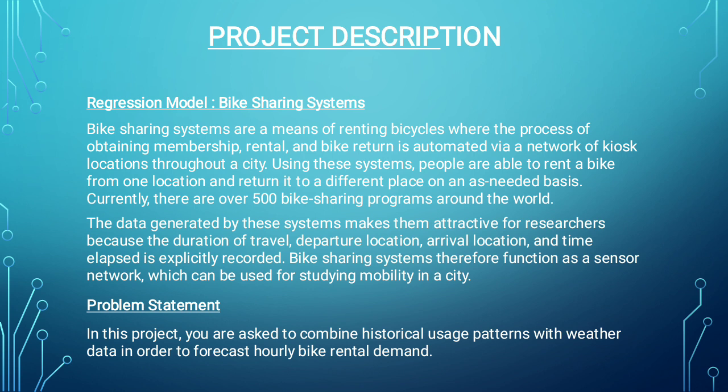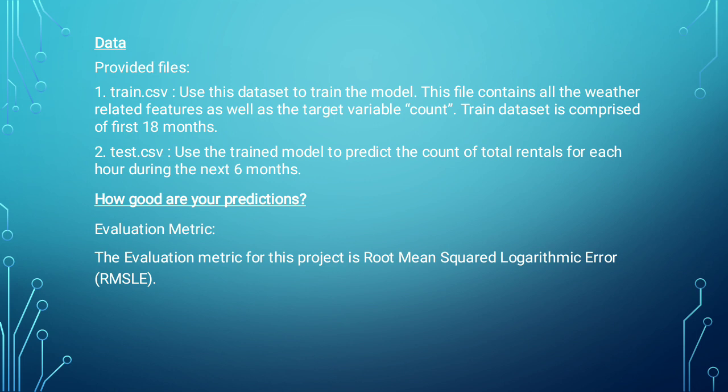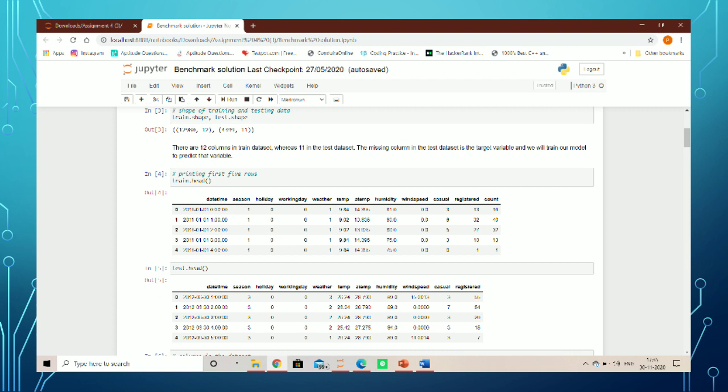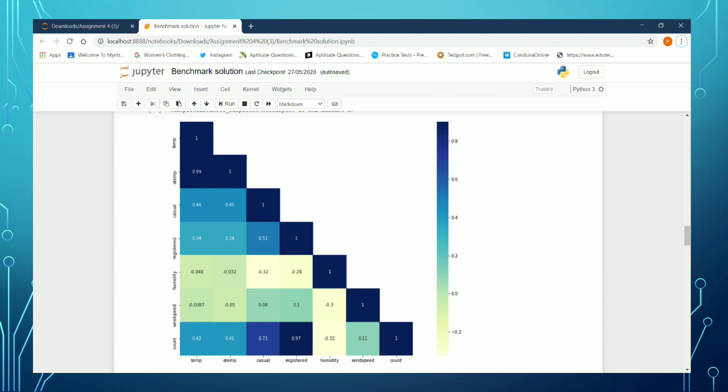Now, the data provided was the train data set, which is used to train the model. The next was the test data set, which is used to make the predictions using the trained model. Now, to evaluate the predictions made by the model, we use an evaluation metric. In my case, I have used root mean squared logarithmic error, RMSLE. Next, in this snapshot, you can see the data sets that I've used, the test data set and the train data set.